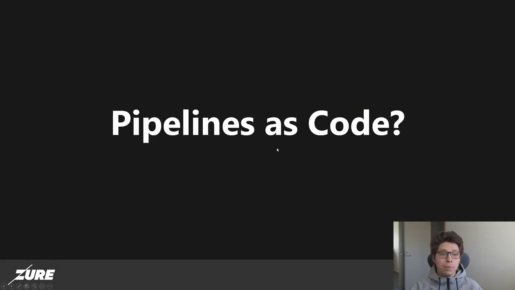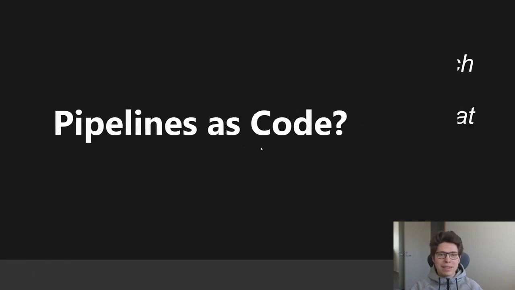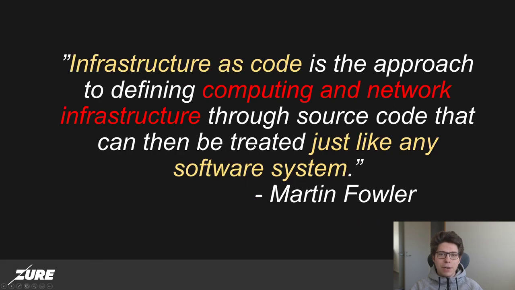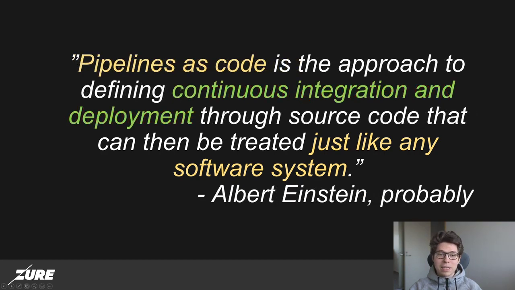All right. So pipelines as code then. What is that? Martin Fowler has said that infrastructure as code is the approach to defining computing and network infrastructure through source code, just like any other software system. So, in a sense, pipelines as code is kind of similar, but you just define your continuous integration and deployment through source code. And this has many benefits that we will take a look at soon.